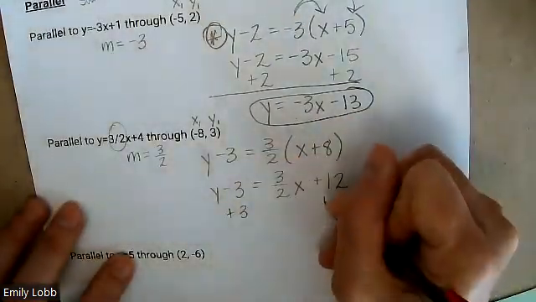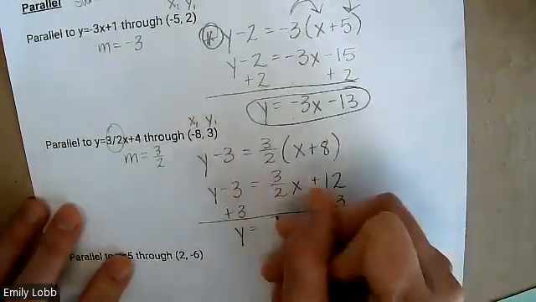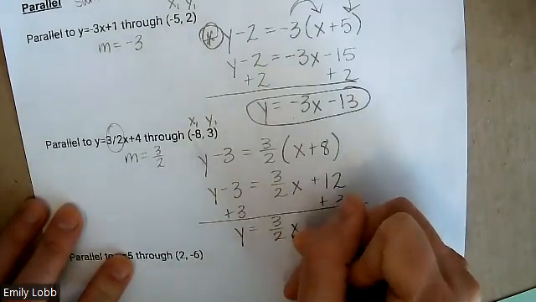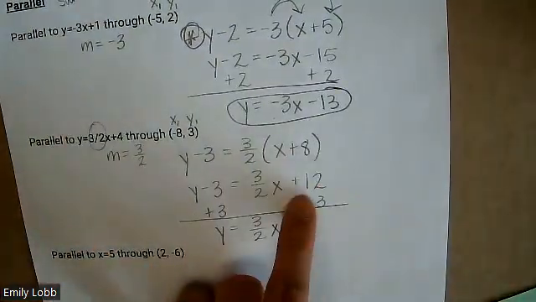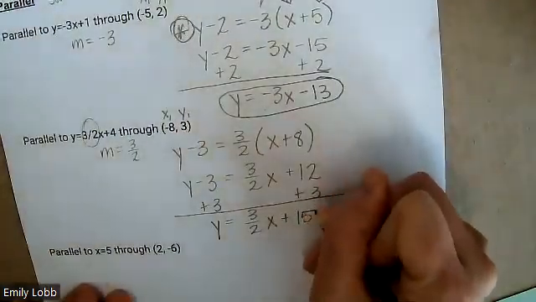We have to add 3 to both sides. So we've got y equals, we can't combine anything. We still just have 3/2 x, but then we can combine our constant. What's 12 plus 3? 15.